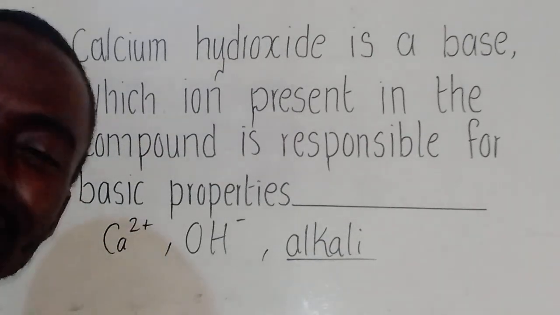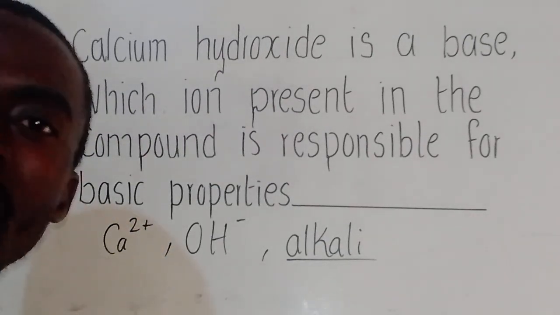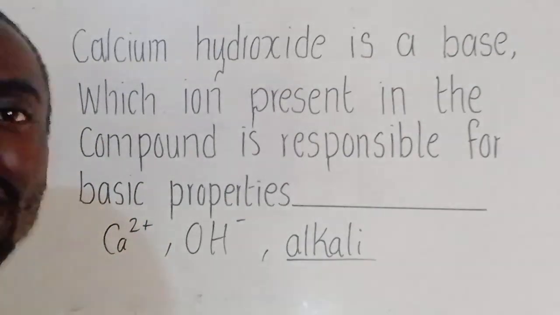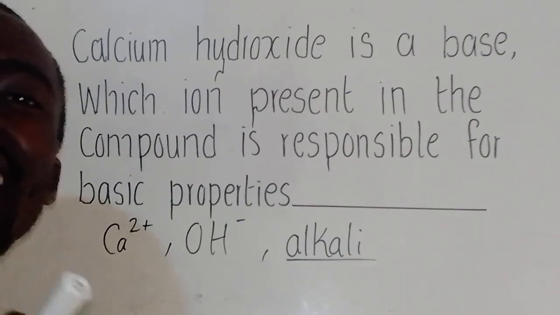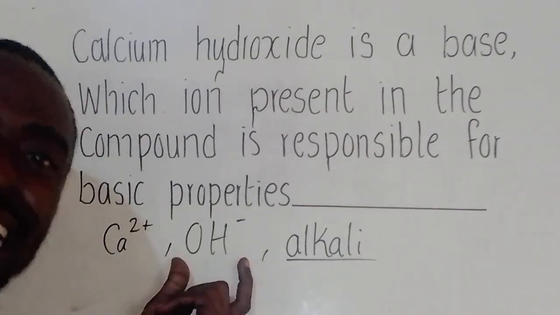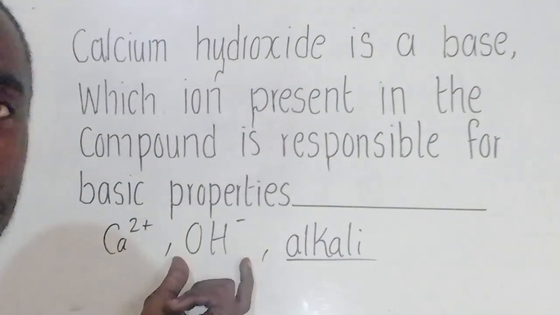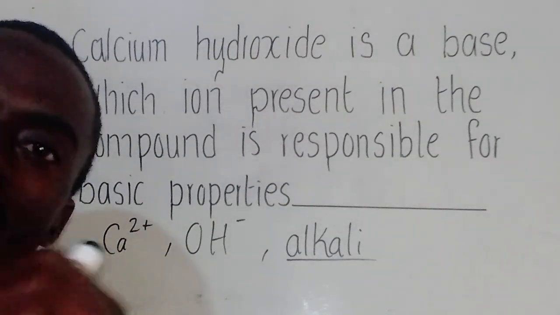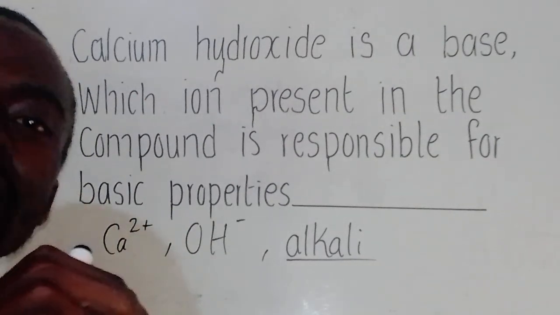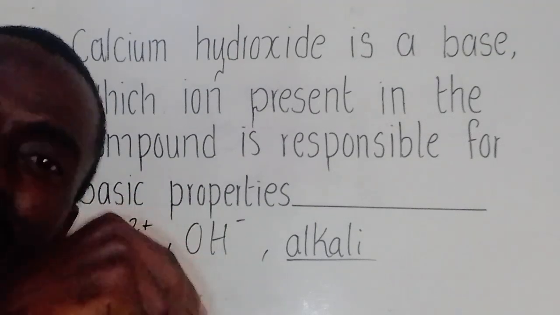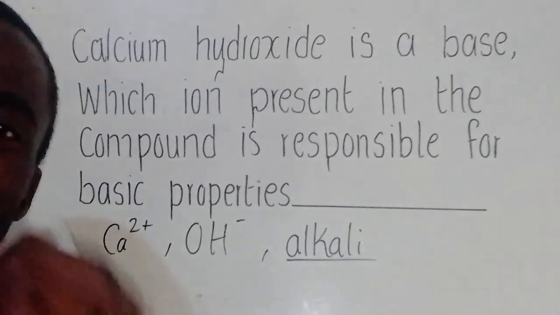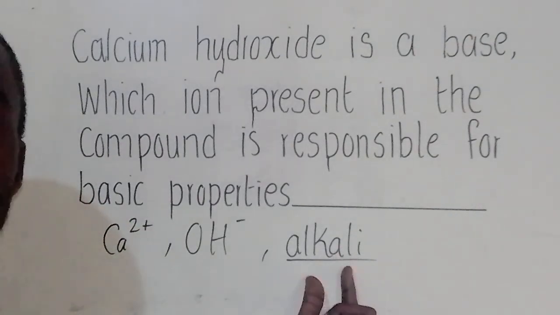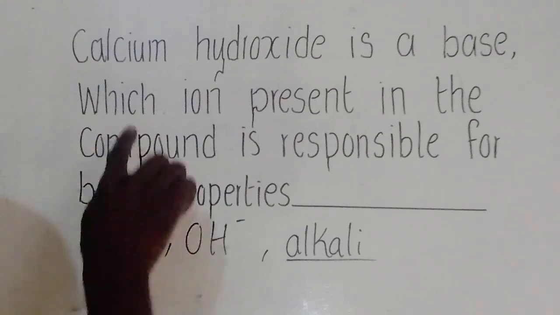A base which can dissolve in water, meaning to disappear in water, we call it what? Alkali. So what exactly is an alkali? An alkali is a substance which, when dissolved in water, produces hydroxide ions as the only negative charge ions. Meaning that if you get a substance, you put it in water, it produces hydroxide ions as the only negative charge ions in that solution or water. Then that one is known as what? An alkali.